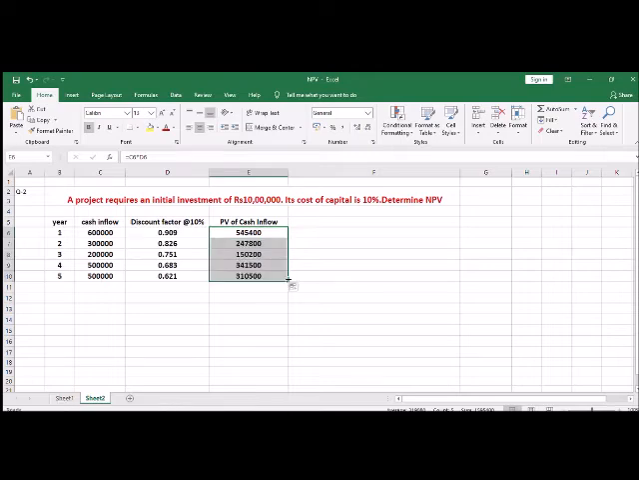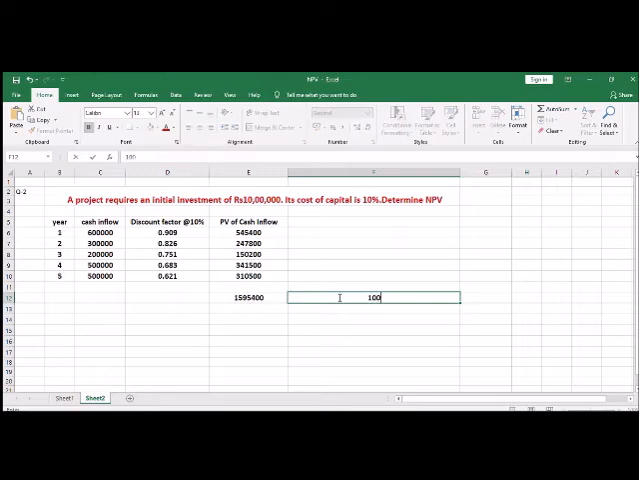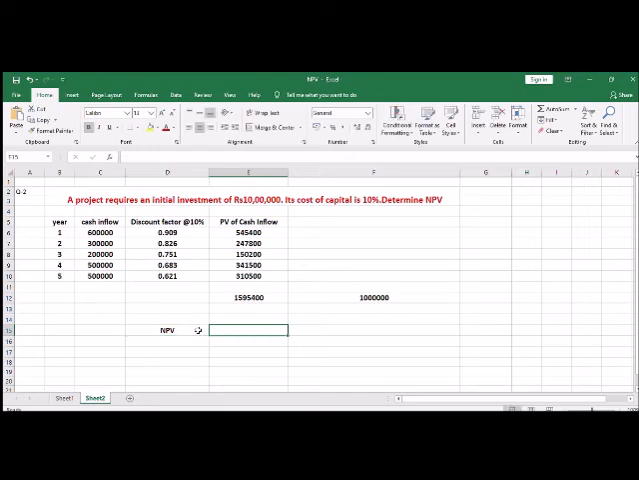Now we calculate the sum of all the PV factors from year 1 to year 5. It will turn out to be 15,95,400. We write here the initial investment, which is 10 lakh rupees. So NPV is equal to PV of cash inflows minus PV of cash outflow, that is the initial investment. So NPV for this particular sum is 5,95,400 rupees.